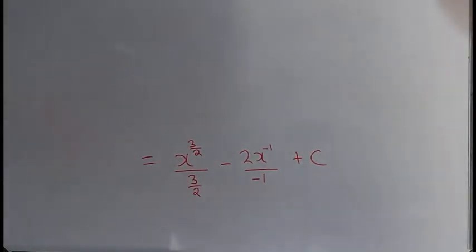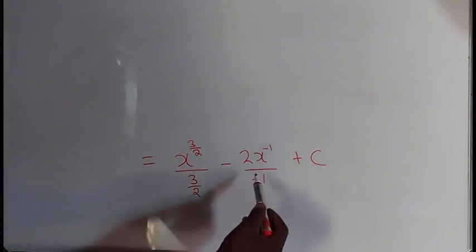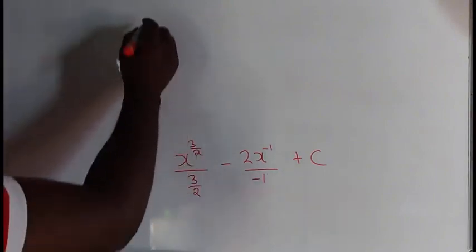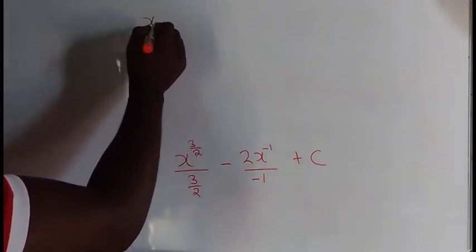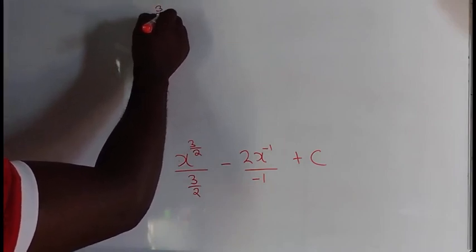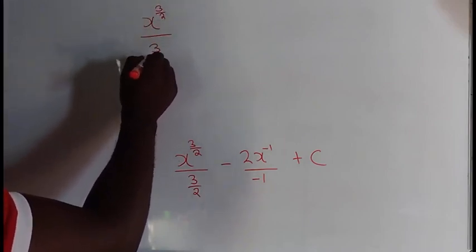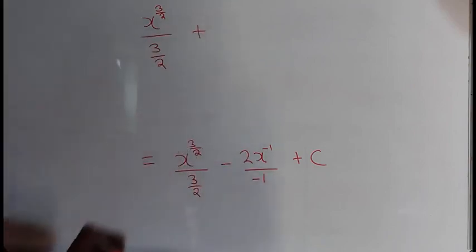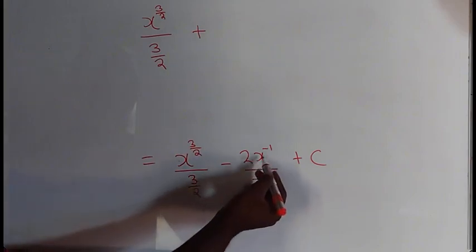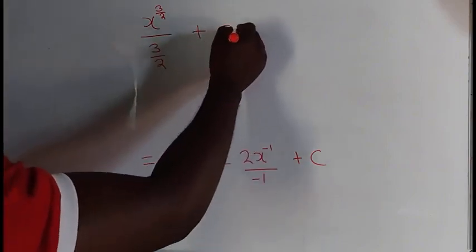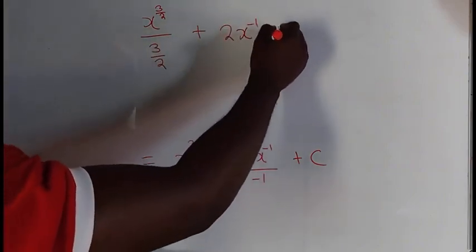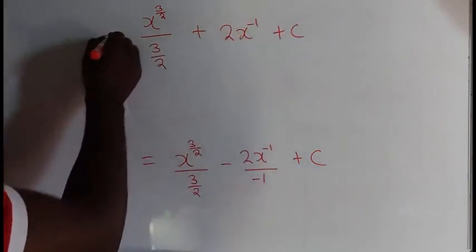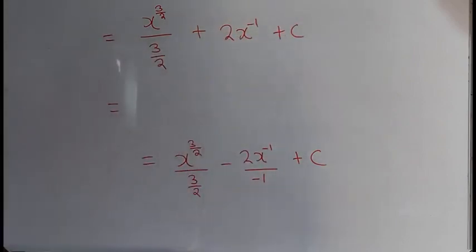Okay, so we continue. From this stage now, what we are going to do is we write x raised to the power 3 over 2 over 3 over 2. So this negative and this negative, the sign here will change. It will be a positive, okay? So meaning 1 into 2x to the power negative 1, you get 2x to the power negative 1 plus a c. Okay, so from here, what will be our next step?